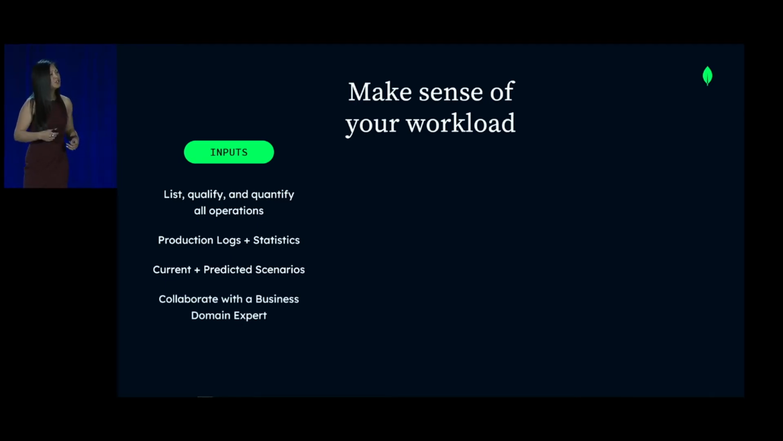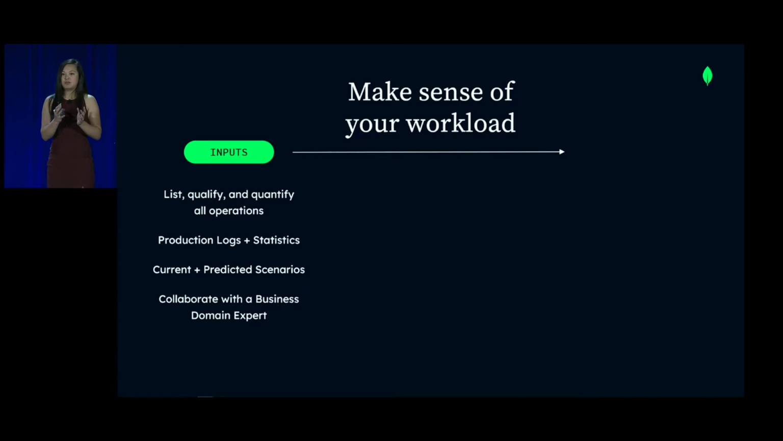And lastly, you would want to collaborate with a business domain expert. As you are in the weeds of all of the developer details of the code and the application, what your data looks like, it's always good to also double check your current and predicted scenarios with what a business domain expert says. What is happening on the roadmap? What is your next big launch? What is happening in the next 3, 6, 9 months? Those types of insights can help you determine these particular pieces of information in these inputs.